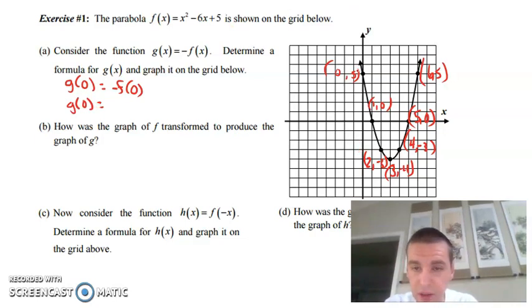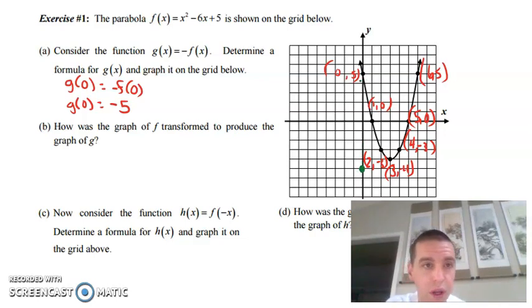So my new function g of 0 equals... What is f of 0? I already wrote the points down. 5. So f of 0 is 5. Now if I negate it, it becomes negative 5. So my new point is 0, negative 5. So if I go here and I go 1, 2, 3, 4, 5, this is my new point.